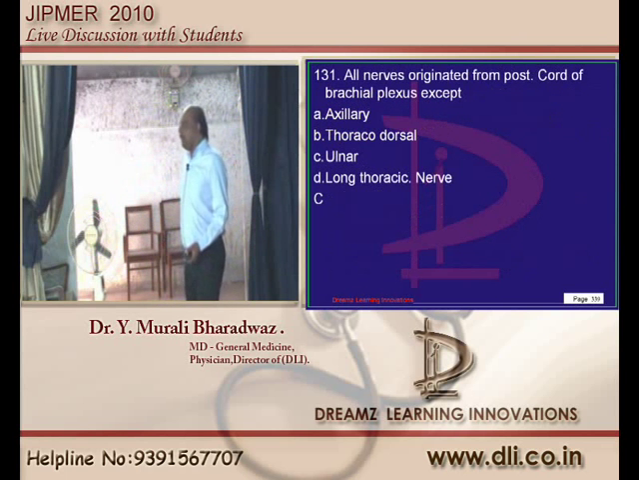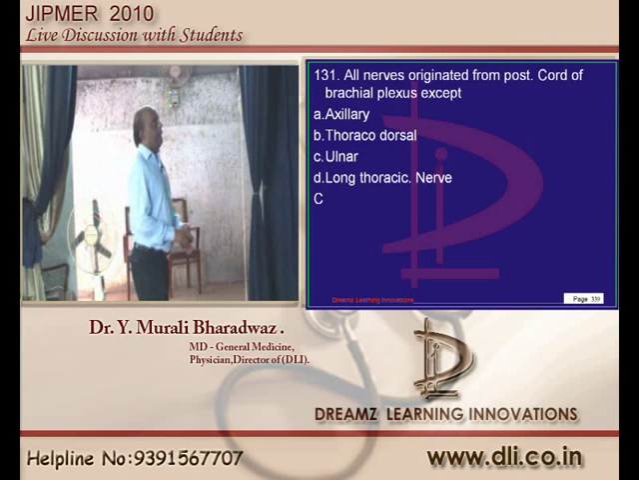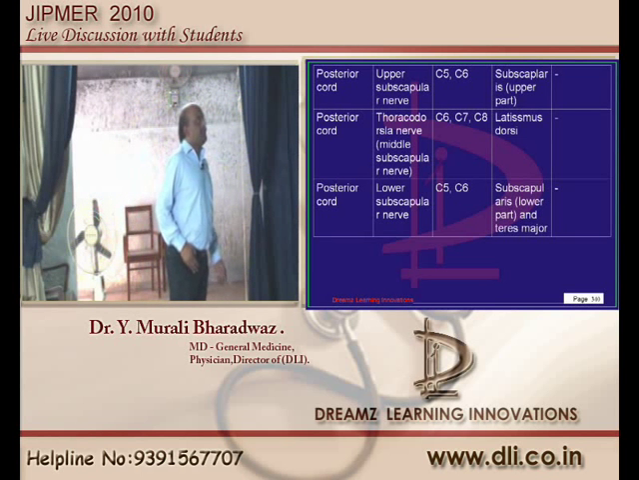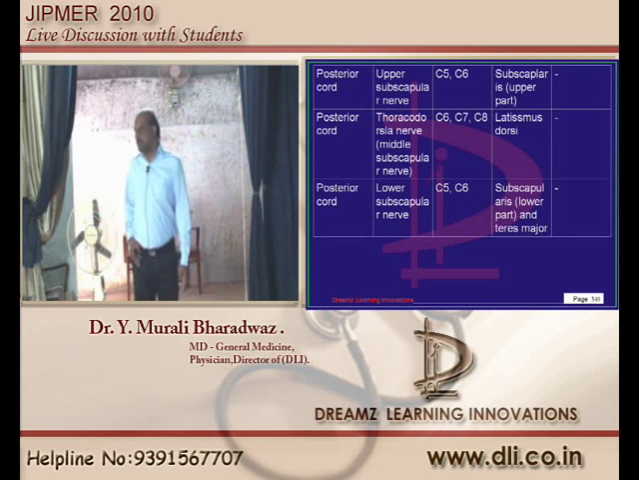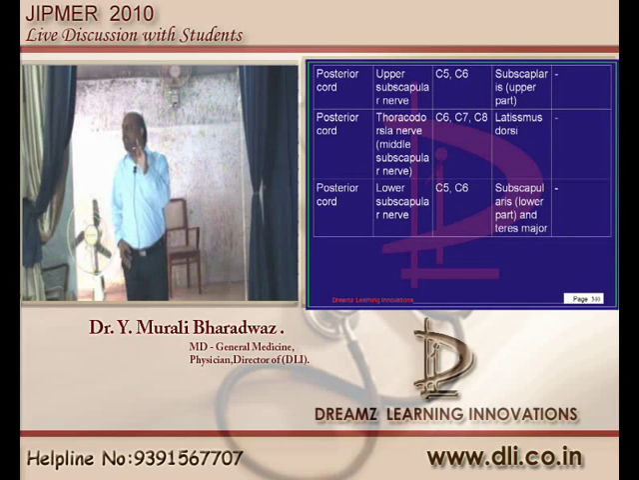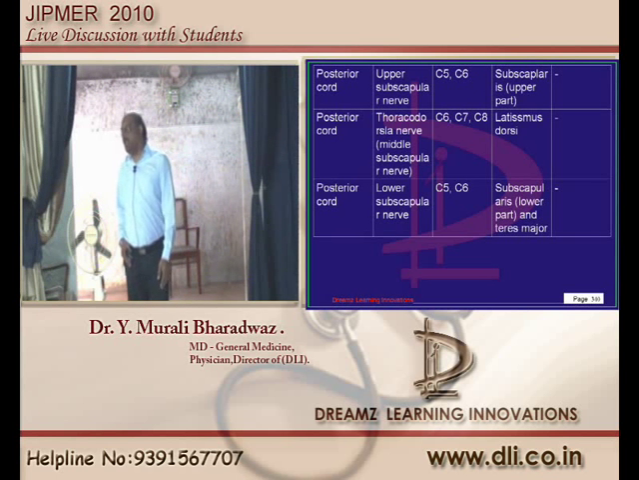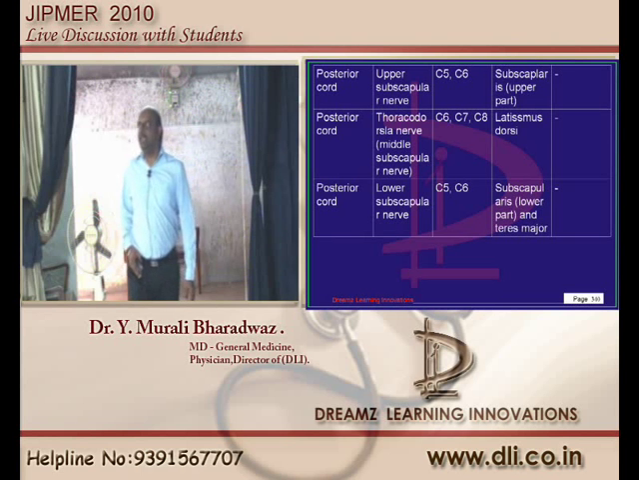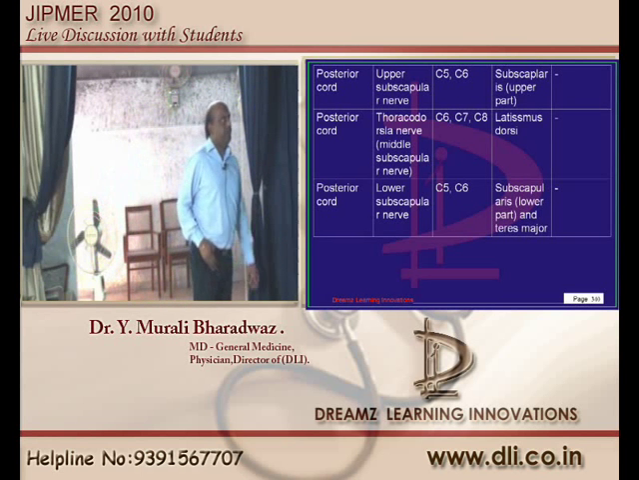Now what comes from the posterior cord of the brachial plexus? Upper subscapular nerve, thoracodorsal nerve, lower subscapular nerve, axillary nerve and radial. RATS: R for radial, A for axillary, T for thoracodorsal, S for subscapular. RATS is typically the origin of the posterior cord derivatives of the brachial plexus, which needs to be remembered.